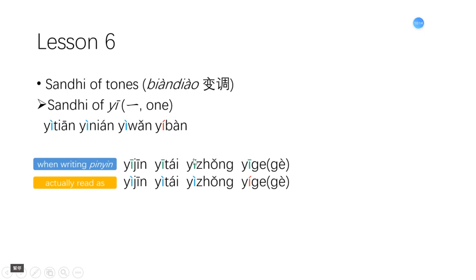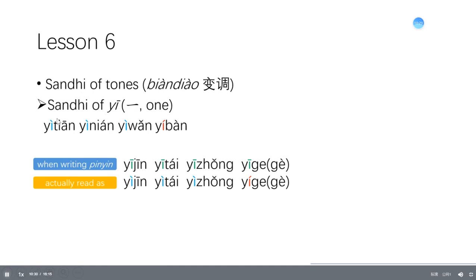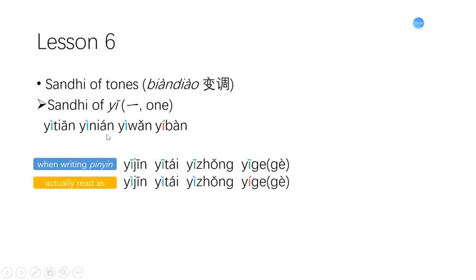Compared to the Sandhi of Bu, the Sandhi of E is a little bit more complicated, because before the first tone, second tone, third tone, and fourth tone, there is a change in tones for this E. Before first tone, second tone, and third tone, E is changed into the fourth tone syllable. And before a fourth tone syllable, E is changed into second tone syllable.